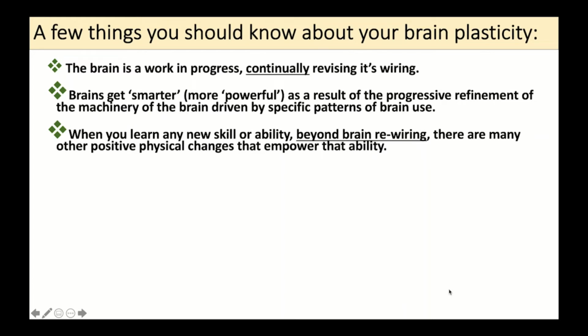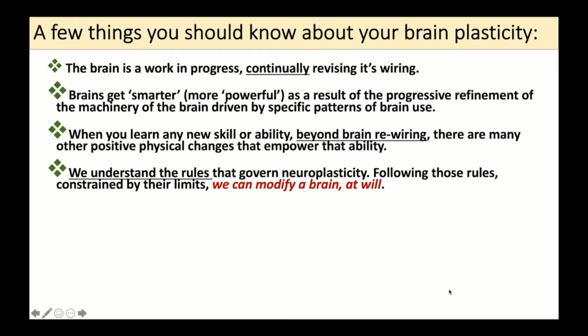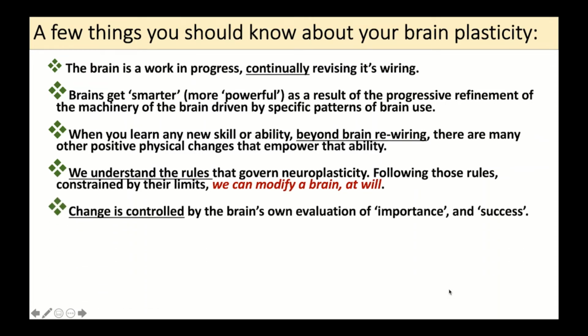It's like exercising your body. Everything that supports your effective movement abilities gets stronger. Same too with your brain. Everything improves. We understand the rules that govern plasticity. They're the subject of tens of thousands of scientific studies, and nothing in the brain has been studied in more detail. And following those rules, of course, they have limits. We can modify the brain at will. We know how to harness the genie to control change for good.